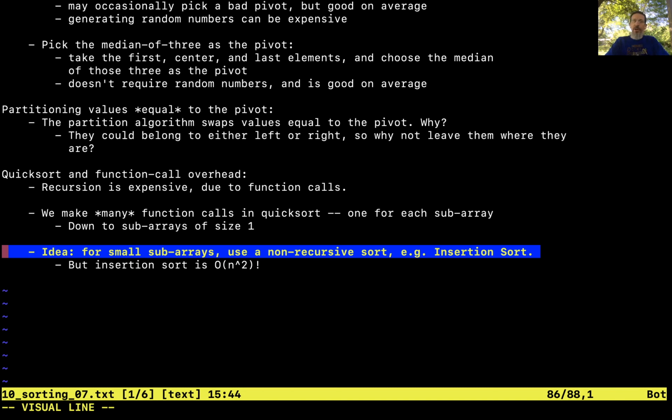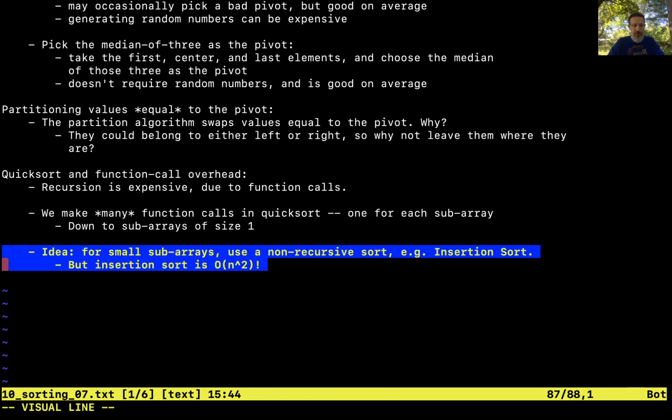So this is a bit of a bizarre idea. Here we have quicksort, which is an n log n algorithm. And I'm suggesting that when we get down to the lowest levels of the recursion, we replace quicksort for those small subarrays with insertion sort. And you might say, but insertion sort is order n squared. Why would we want to augment an n log n algorithm with an n squared algorithm? How would that be of any benefit? Well, again, it's because there's no recursion in insertion sort.